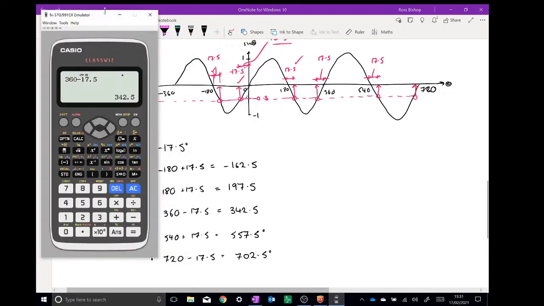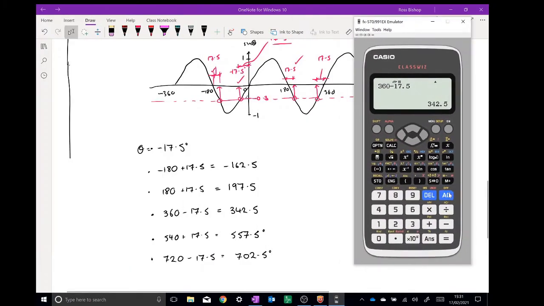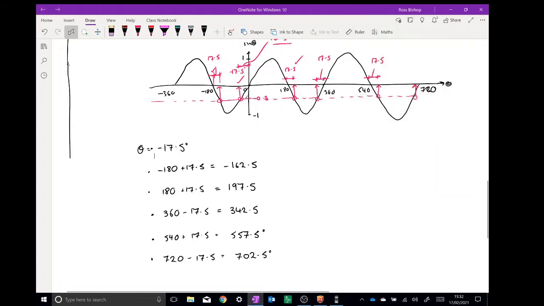Now I can check that. If I go back to the very start, and if I just do sine of 342.5, this should be about negative 3/10. It's not going to be perfect because I did a bit of rounding, you'll remember. It wasn't exactly minus 17.5. If I press equals now, you see it's pretty much negative 0.3. And I could do that with all of them. Let's check another one. 557.5. And again, very close to negative 3/10. Okay, so that's how I answer these questions.